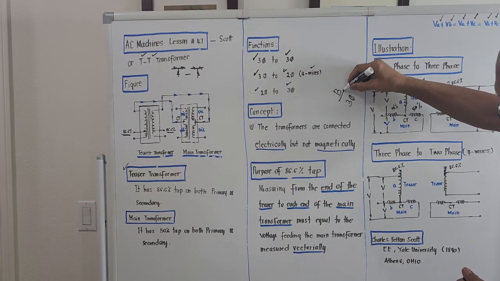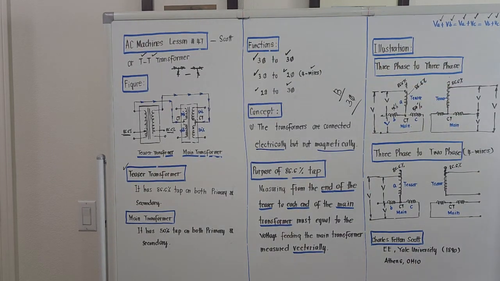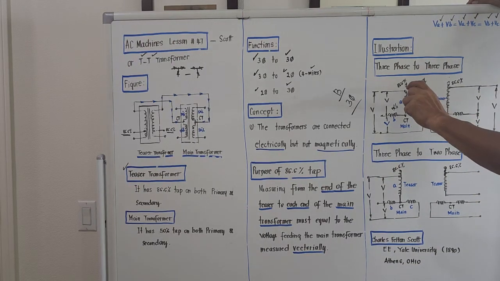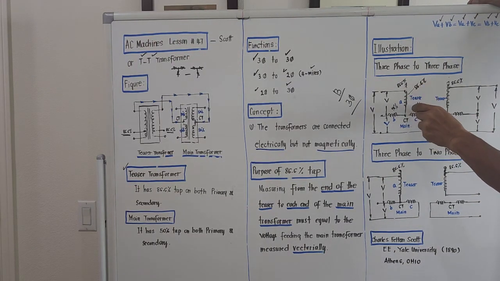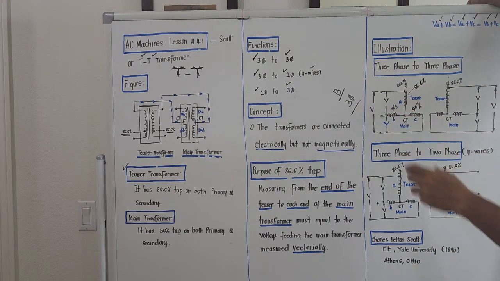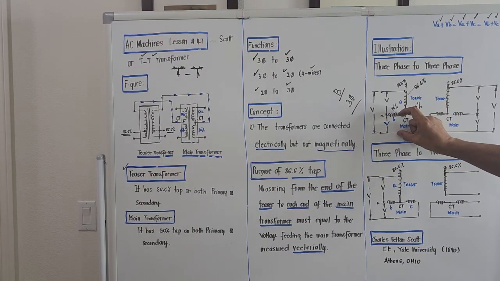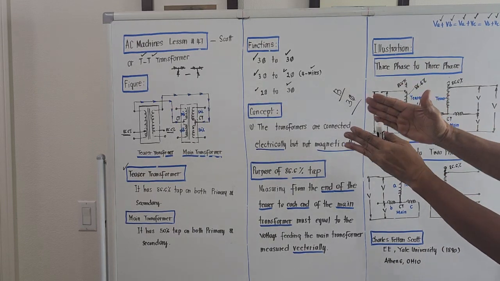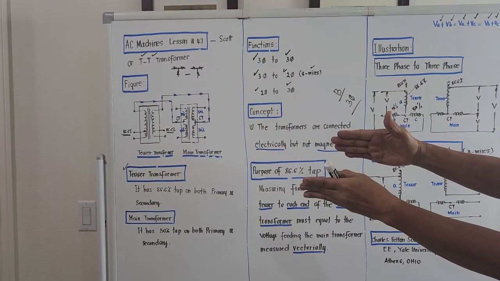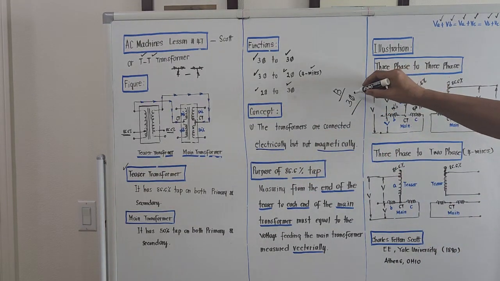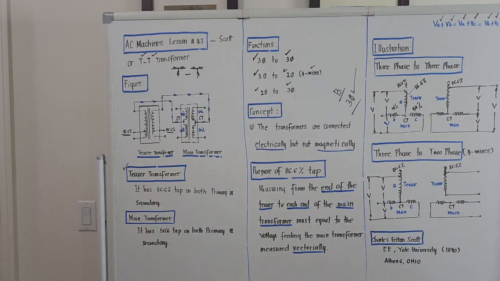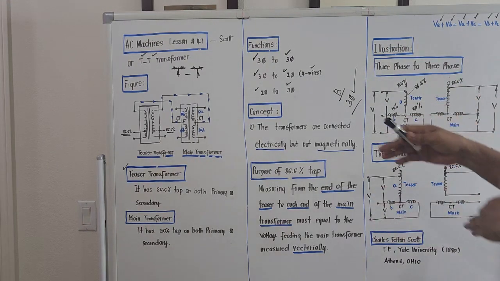Balanced three-phase. If this is the 86.6% tap and this is 50% and this 50%, and we measure the voltages across this and across this, they are all balanced. And that is three-phase, according to the definition.